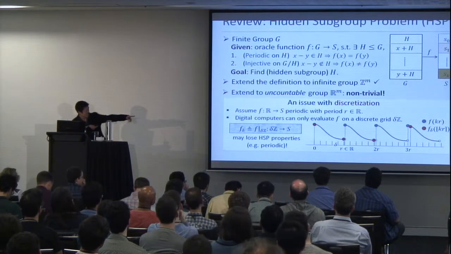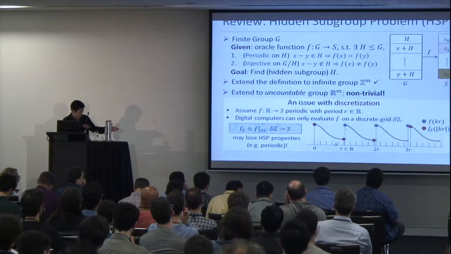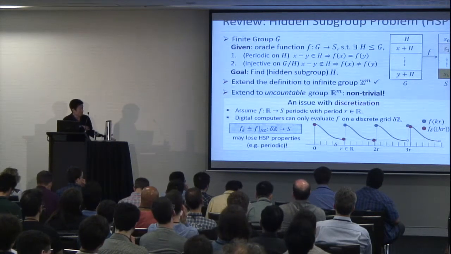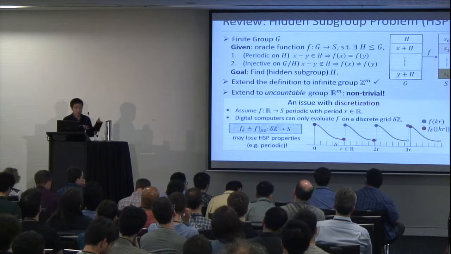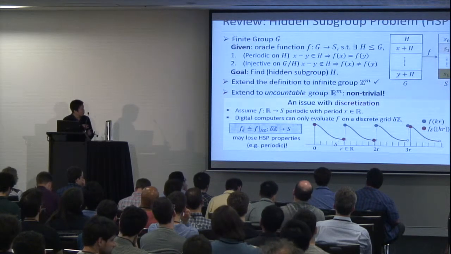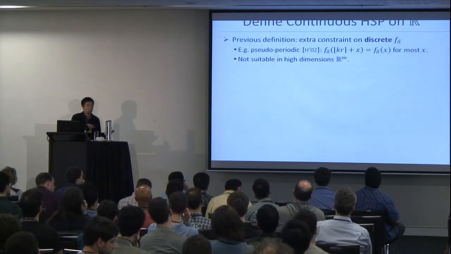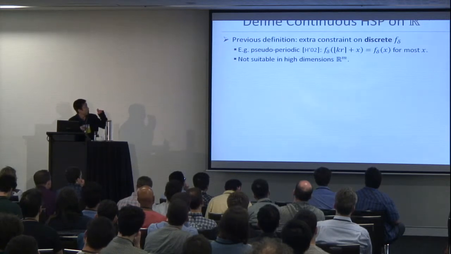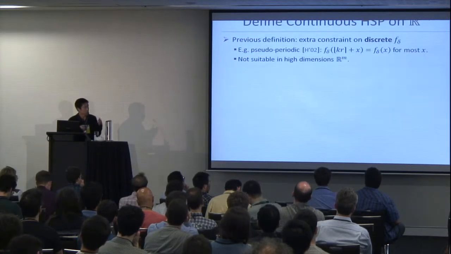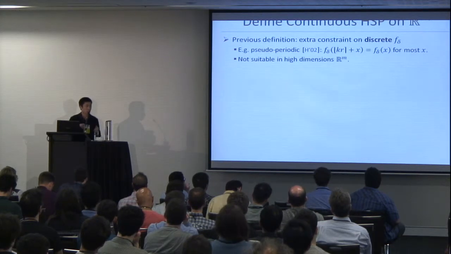As we can see from those red dots, which are roundings of the blue dots to their nearest grid points, they all have distinct values. So it becomes unclear whether we can extract information about the period from f delta. To address this, previously some extra condition was enforced on the function f delta. For example, you require periodicity to be robust under rounding.